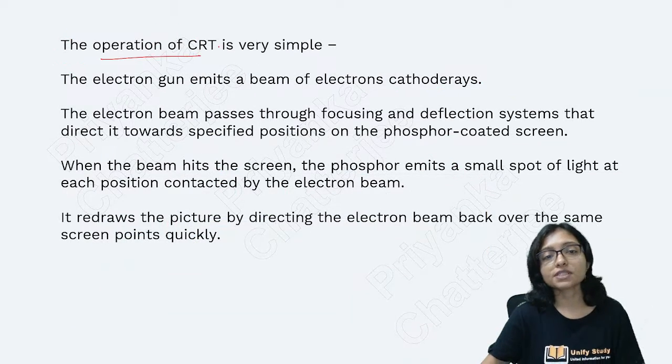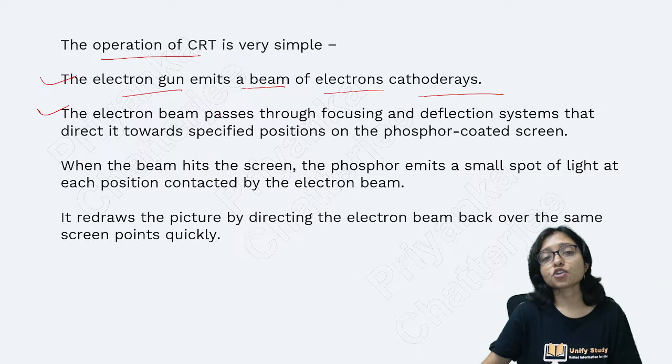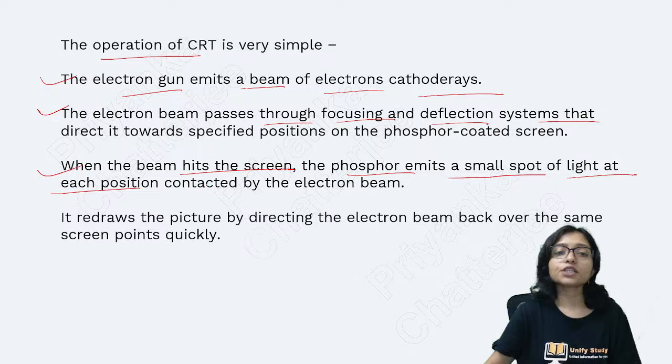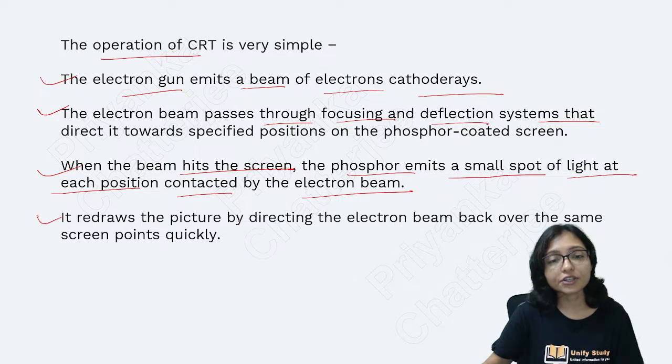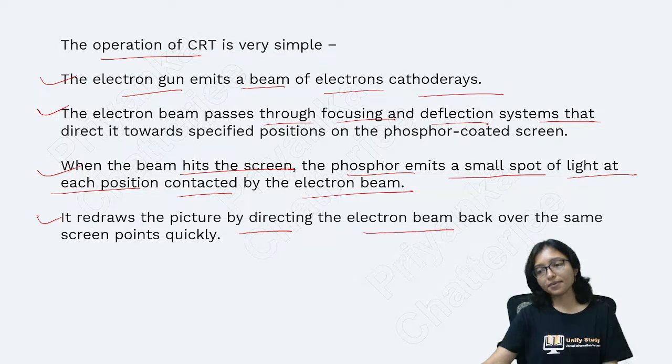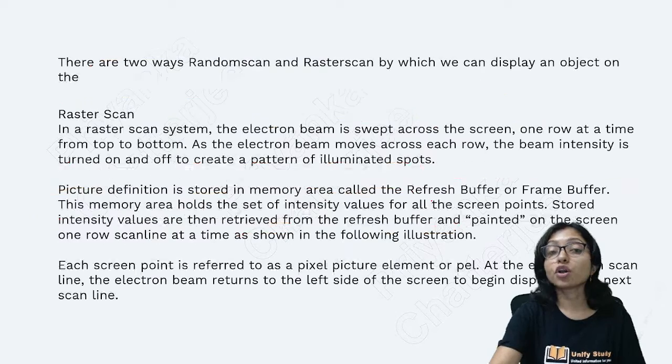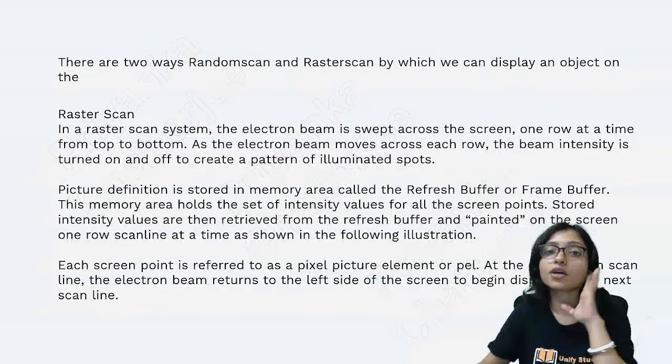Through the phosphor screen it will work. So the operation of the CRT monitor: the electron gun emits the beam, the electrons, the cathode ray, then the electron beam passes through the focusing and the deflection system. When the beam hits the screen, the phosphor emits a small spot of light at each position contacted by the electron beam. It redraws the picture by directing the electron beam. This is how the CRT monitor mechanism works. Questions are also coming from this area.